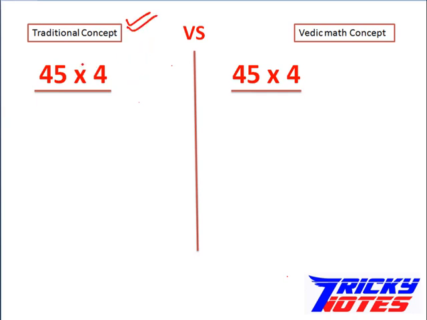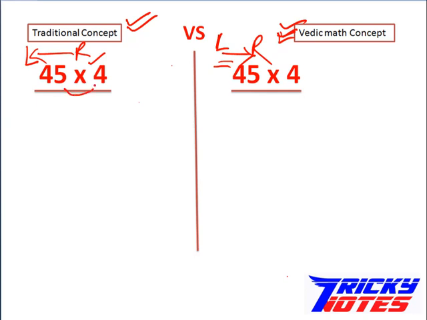In that concept, let's take one example, 45 into 4. We'll compare that with the Vedic mathematics concept today. The Vedic mathematics concept is very different from the traditional concept. In the traditional concept you calculated from right to left, but in Vedic mathematics it is always from left to right. Why is the Vedic mathematics concept very effective? Because our human brain is always calculating from left to right, not from right to left.